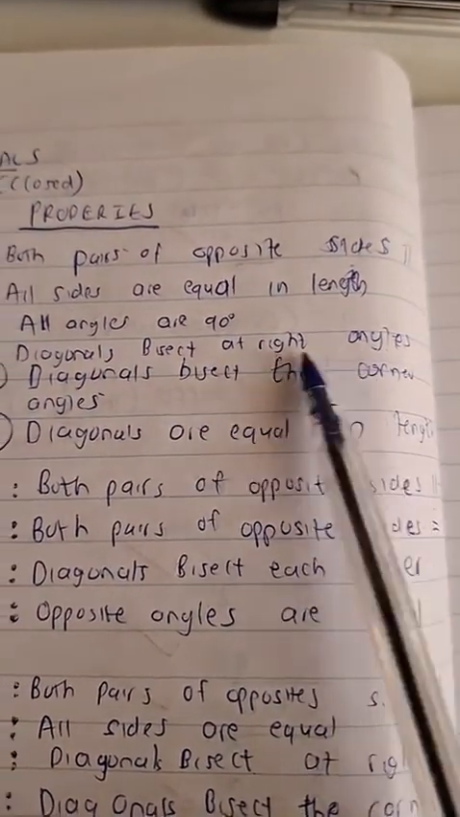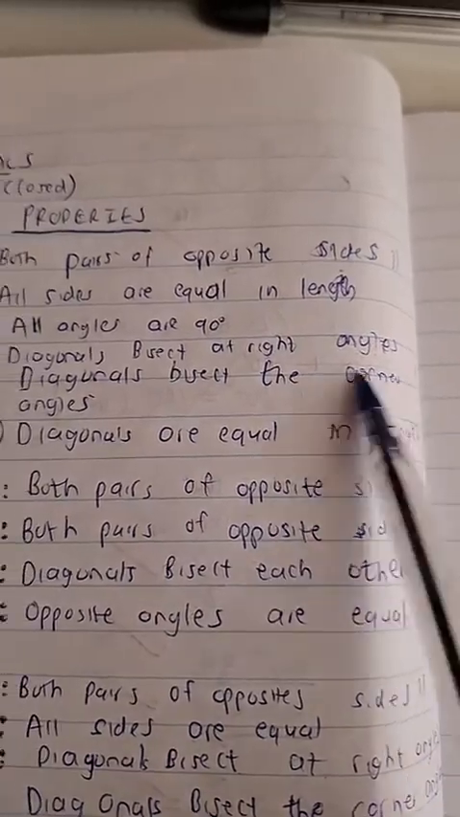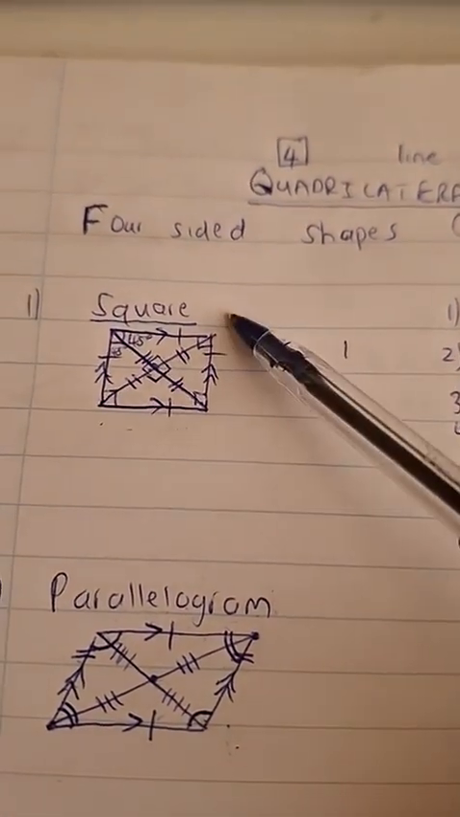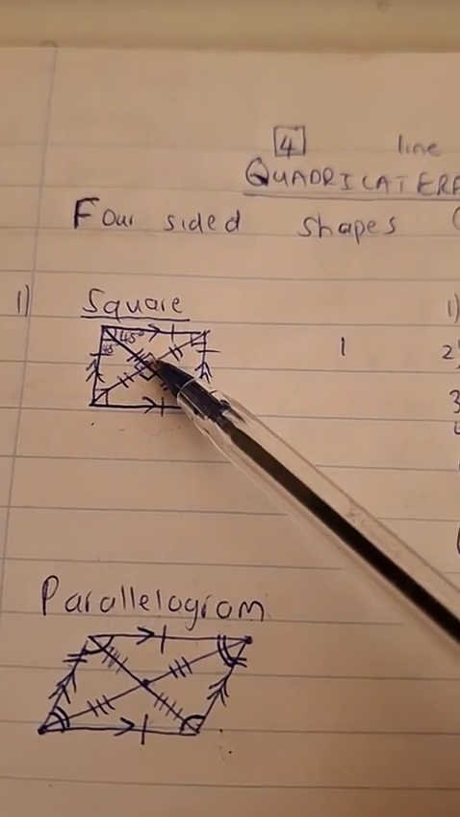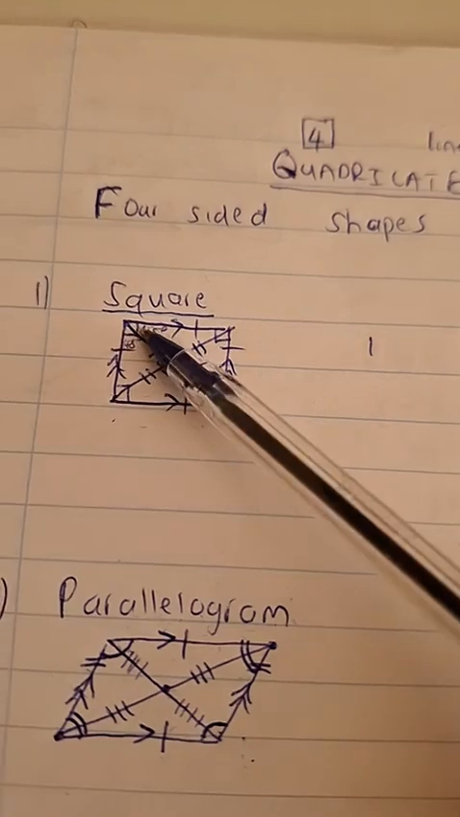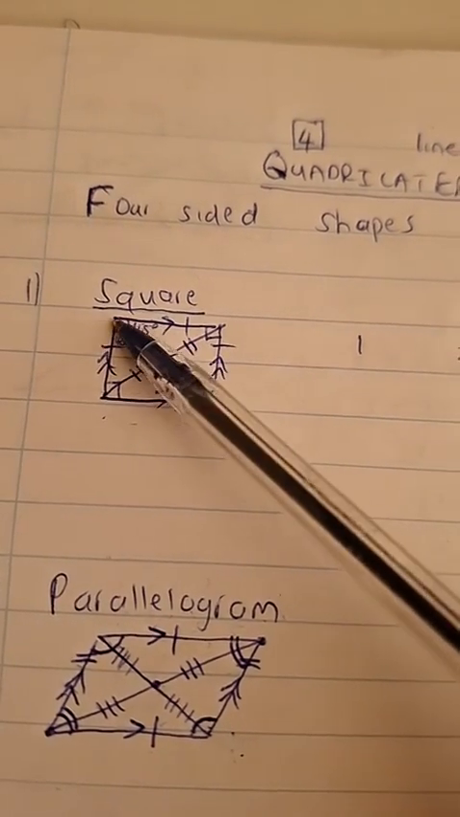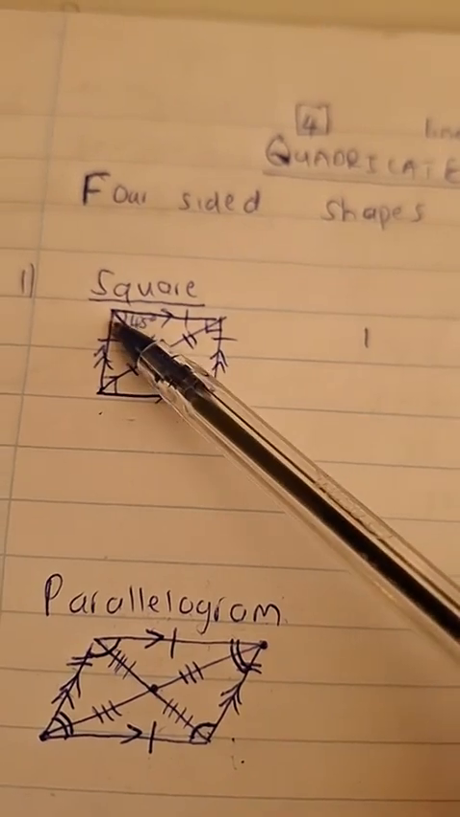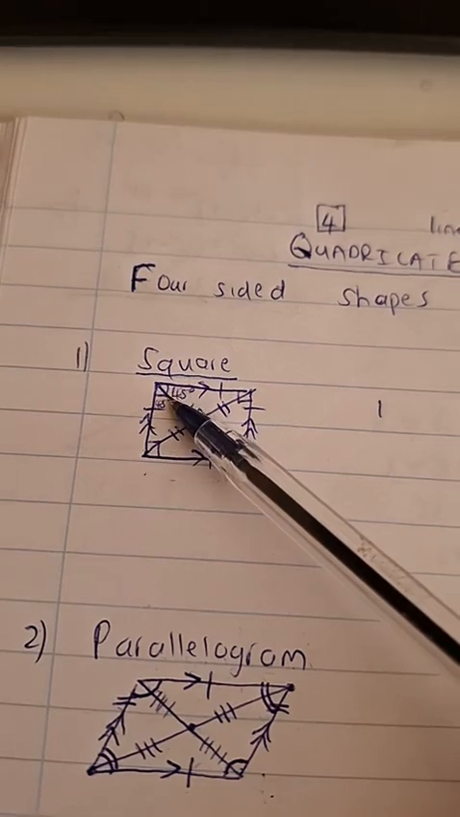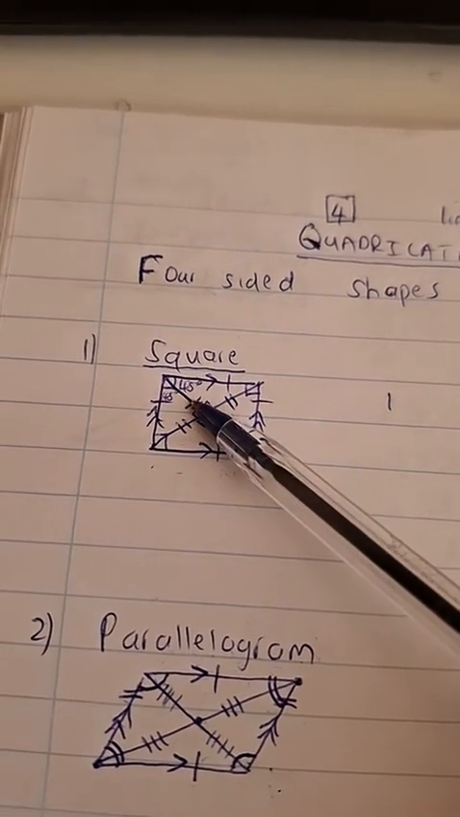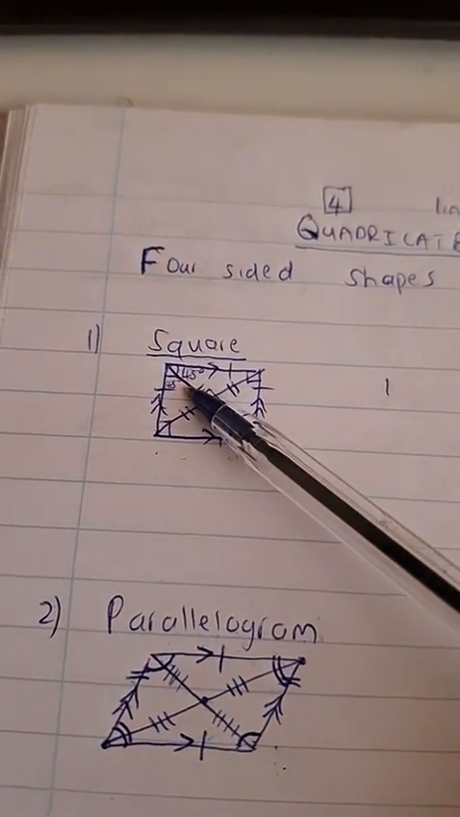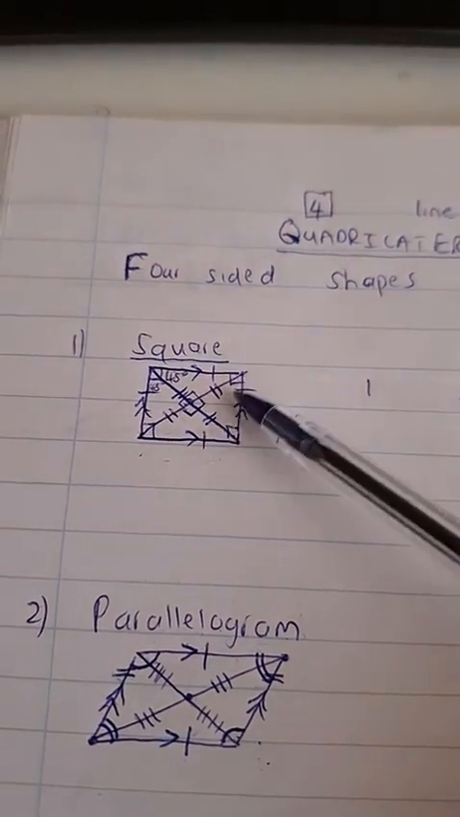Also, they bisect the corner angles. Diagonals bisect the corner angles. In other words, these diagonals not only cut each other into half, but they also cut the corner angle, which is 90 degrees, into half. So if they cut the corner angle, which is 90 degrees, into half, it means this angle here is 45 degrees and that angle there is 45 degrees. That's what it means when they say the diagonals bisect the corner angles. All right, and it does so all around the square.